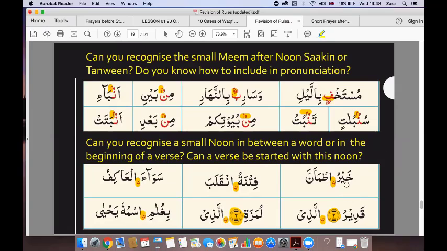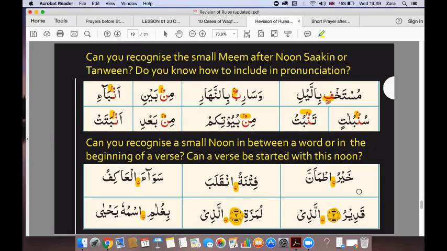The second rule that we're looking at is regarding the small noon. And I want you to remember this name as well. This is noon qutni. That's the name that we give to this small noon. Noon qutni. That's the technical term that we would use. And this can appear in between a word or, like we can see over here, at the beginning of a verse. So we've got our sign to show the end of the verse, and we see that there's a small noon here.